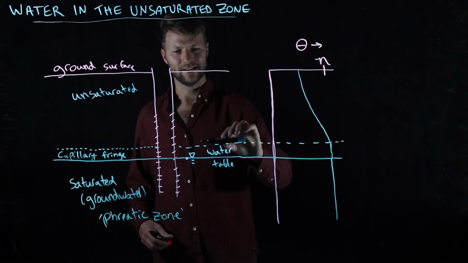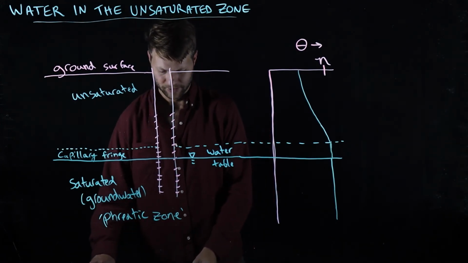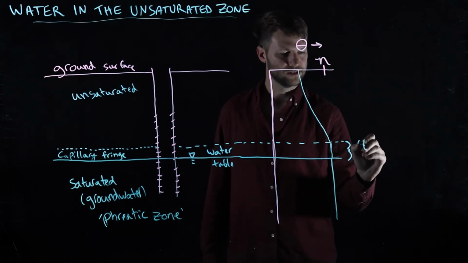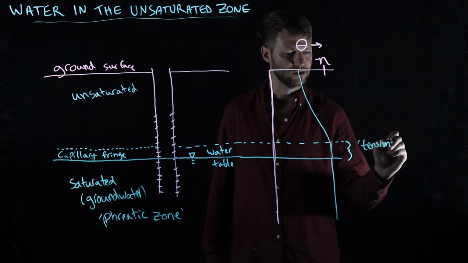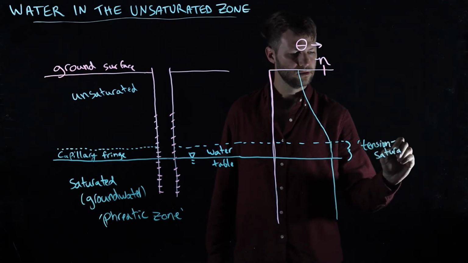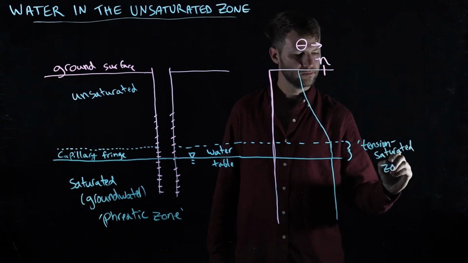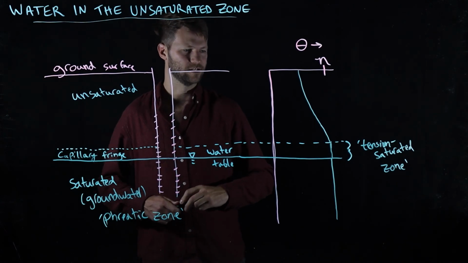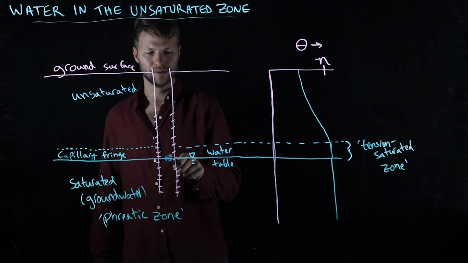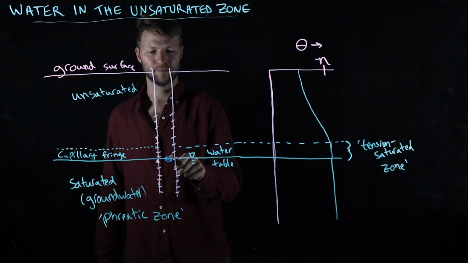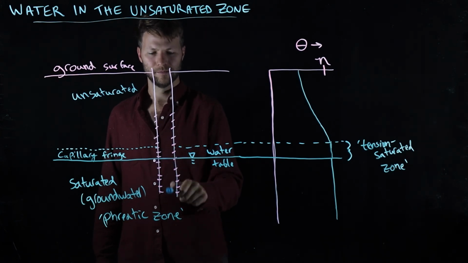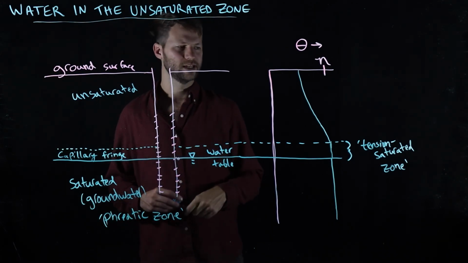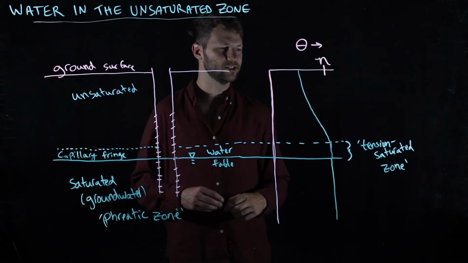And we'll also talk about why it is that the water gets pulled up here. So this zone here is sometimes referred to as the tension saturated zone. And I think in the Dingman textbook, it's referred to as the intermediate zone. So remember that at the water table, the pressure of the water is equal to the atmospheric pressure. Below that, it's positive. Above this, it's actually negative, so the water is under some tension. And that's where this term tension saturated comes from.